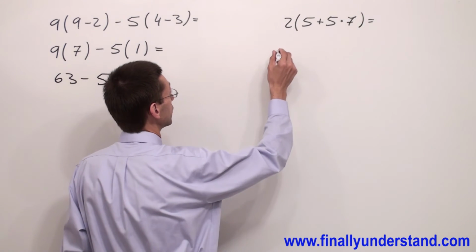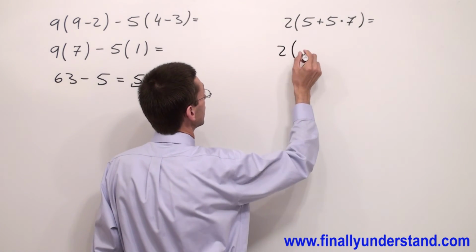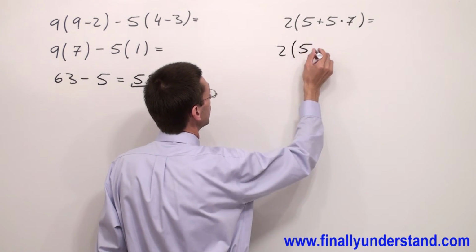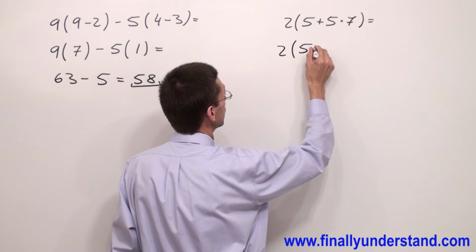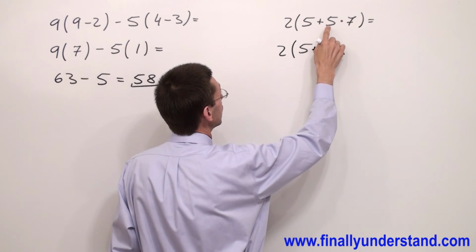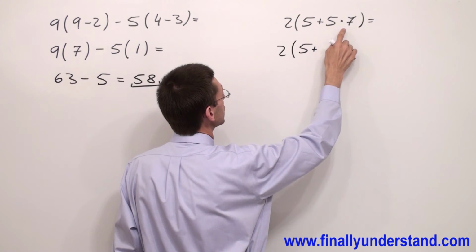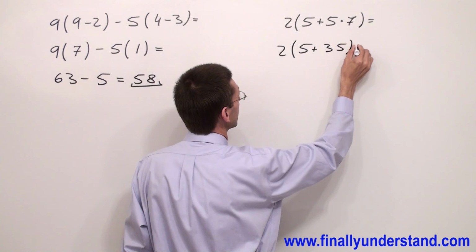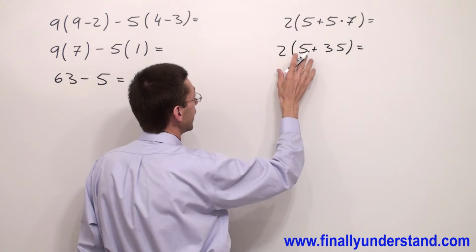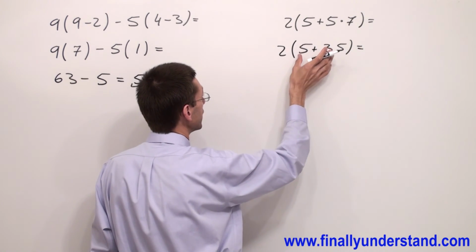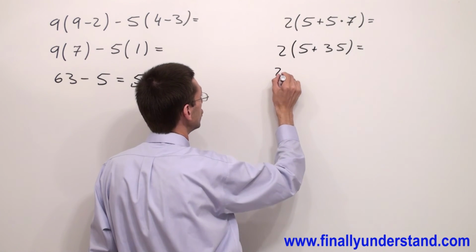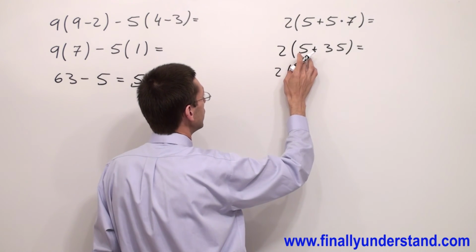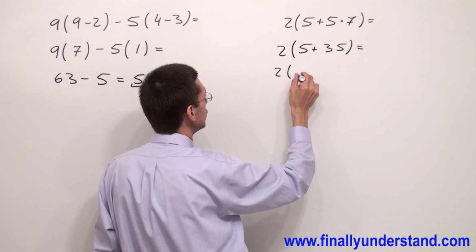So what I'm going to have, 2, and I have 5. I have to perform the multiplication first. Plus 5 times 7 is equal to 35. Equals. Again, I have to perform the operation inside of the parentheses. I have 2, 5 plus 35 is equal to 40.